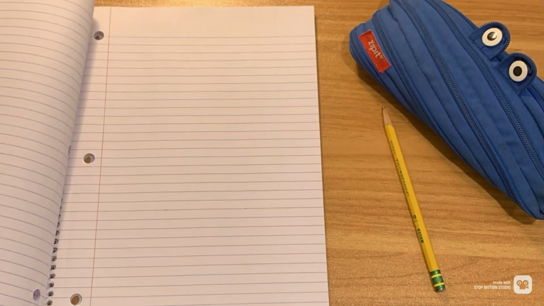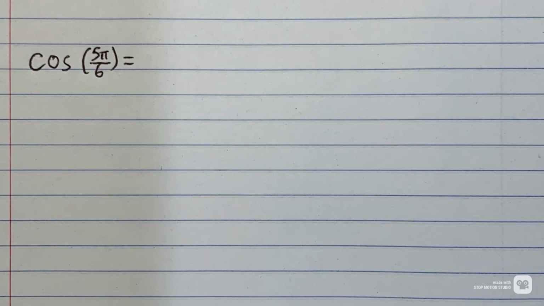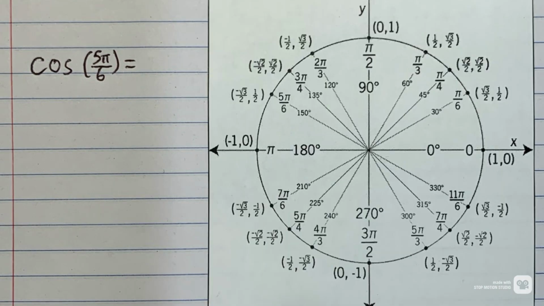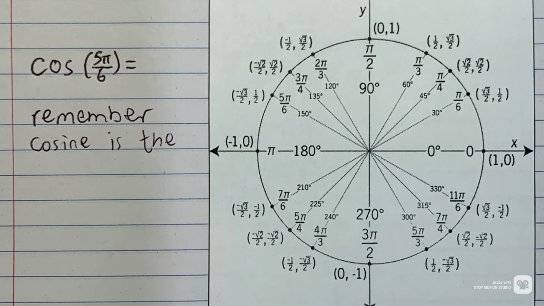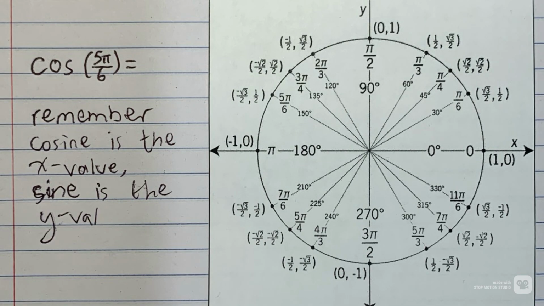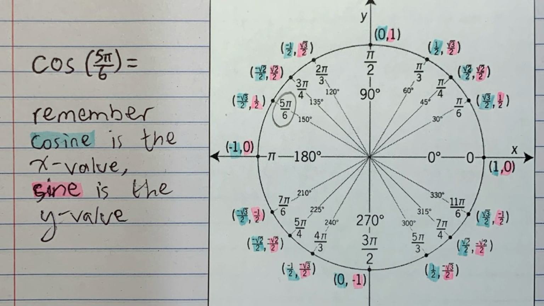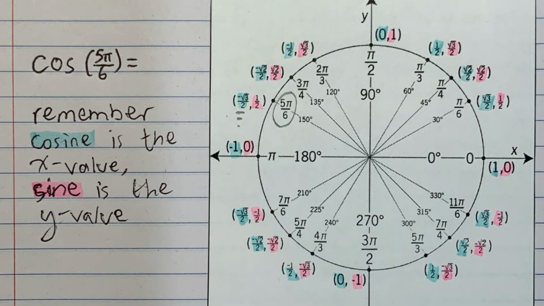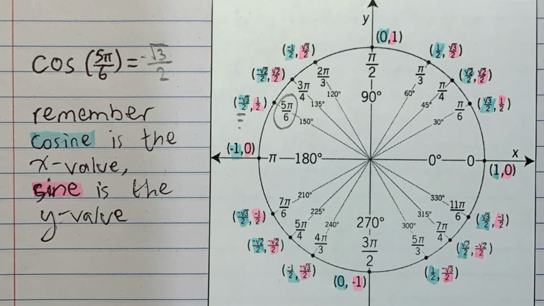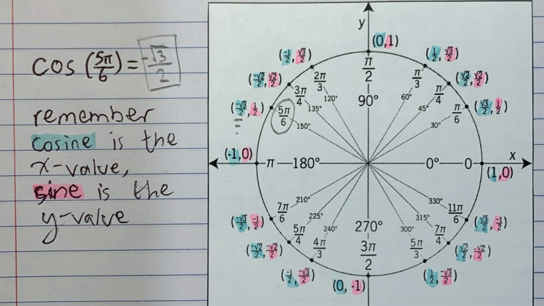Okay, so let's get started. We'll start off with an easier function to evaluate. What is the cosine of 5 pi over 6 equal to? For this problem, we just need our unit circle. Remember that cosine is the x value, while sine is the y value on the unit circle. So this means that we just have to find 5 pi over 6 on the unit circle and find the x value, which turns out to be negative radical 3 over 2. And that's our answer. Simple, right?